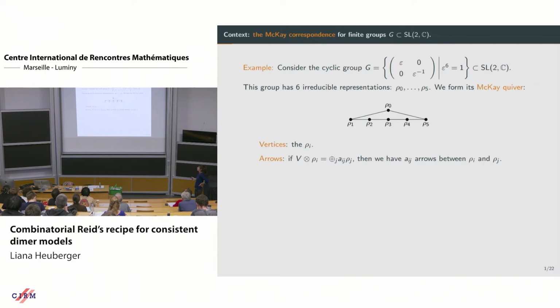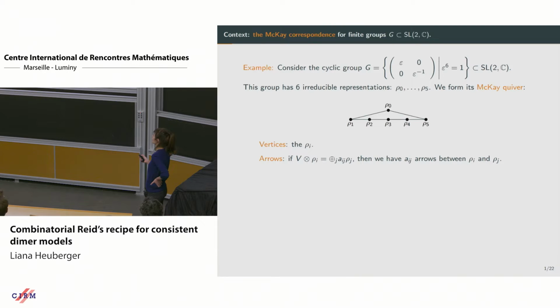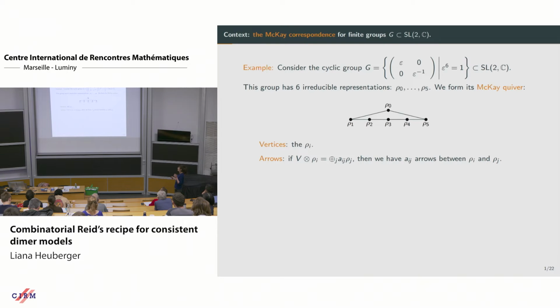So the vertices of this quiver are going to be the irreducible representations. And then, again, you fix V, this two-dimensional representation here. And then you can tensor this with all of these rho i's. And this is another representation, which you can split into a sum of irreducible ones with certain coefficients. And now I'm just telling you that there is this coefficient number of arrows between rho i and rho j.